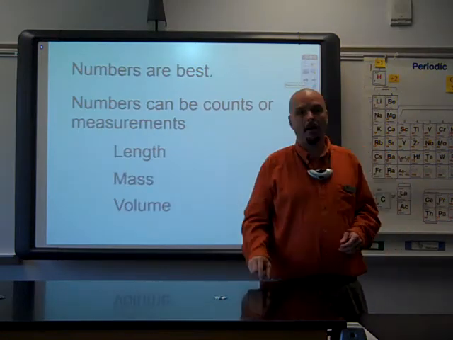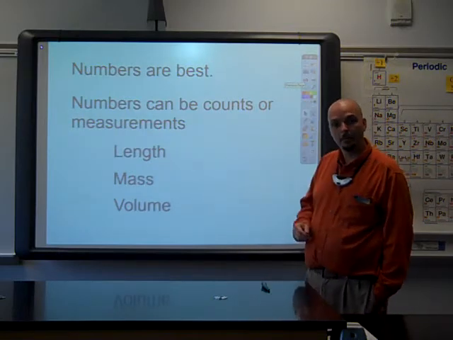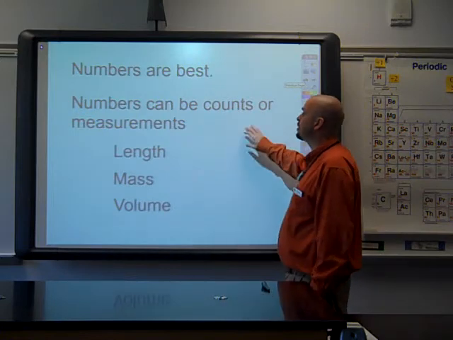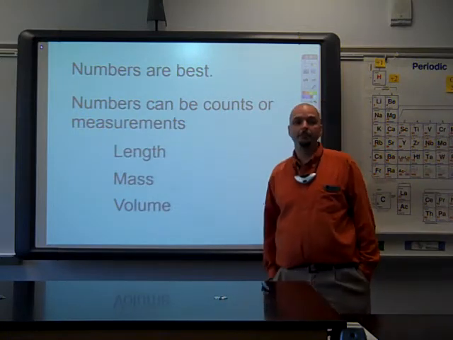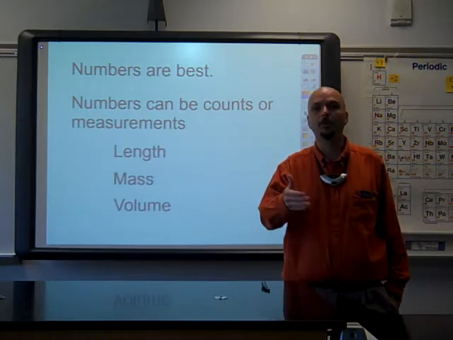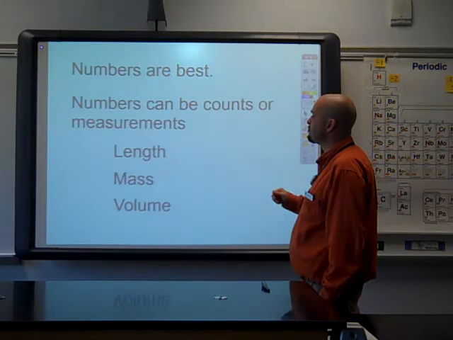Those quantitative observations are numbers, and numbers are best, again, because they mean the same thing to everyone. 5 feet is 5 feet, no matter who you are. These numbers can be counts or measurements. We can simply count something. A desk has 4 legs. 4 is 4, it doesn't matter who you are.